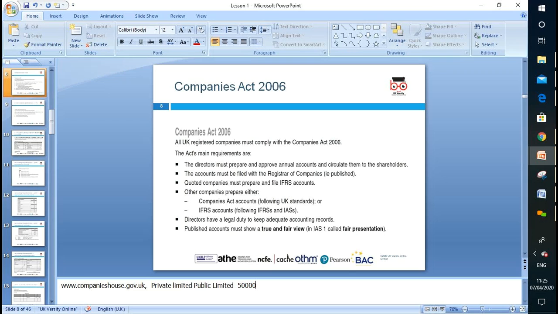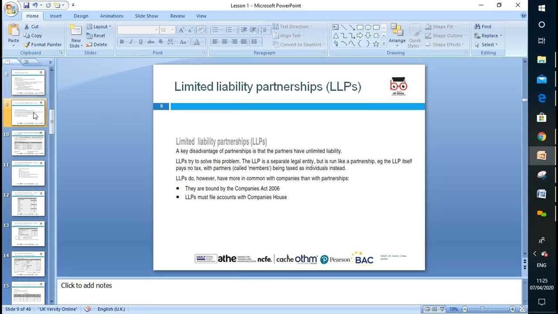So all these accounts should be true and fair and comply with IAS 1, International Accounting Standard 1, which is about the presentation and preparation of the financial statements. Okay, next we look at the limited liability partnership. A key advantage is that you have the partnership, but you can register it at Companies House, and then your liability becomes limited to your investment.